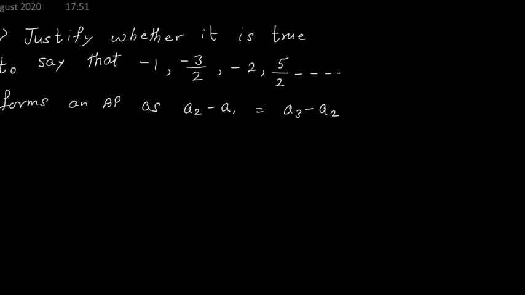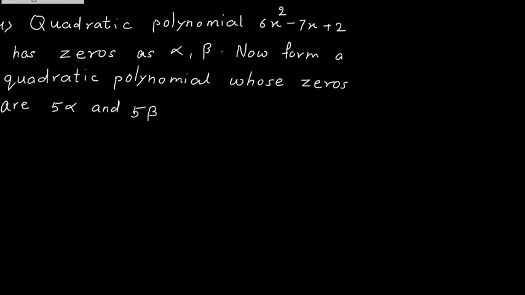The next question is: justify whether it is true to say that minus 1, minus 3 by 2, minus 2, 5 by 2 form an AP, as a2 minus a1 should be equal to a3 minus a2. Next question: the quadratic polynomial 6x square minus 7x plus 2 has zeros alpha and beta. Now form a quadratic polynomial whose zeros are 5 alpha and 5 beta.